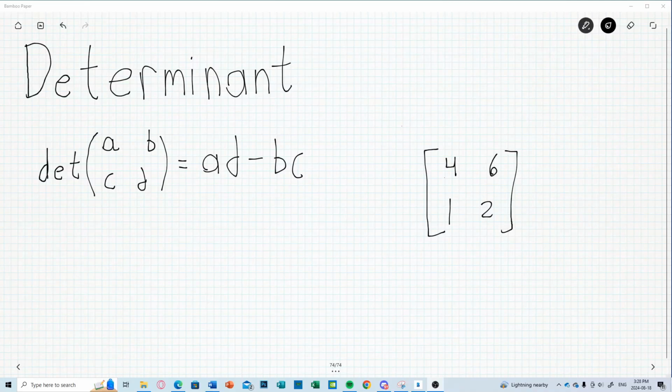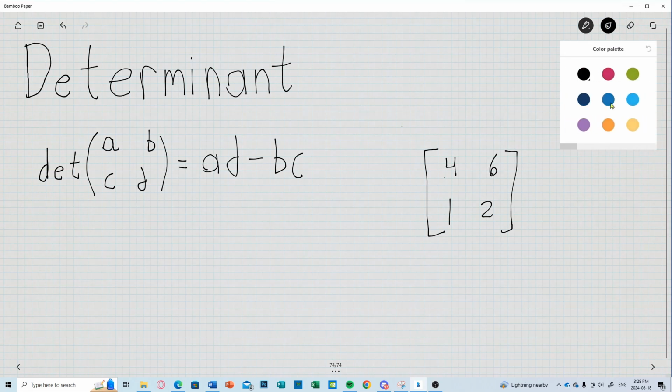Alright, welcome back. Today we're going to be going over the determinant of a matrix. So the determinant of a matrix is going to be, if you set it up as A, B at the top, and then C, D at the bottom, it doesn't matter what they are, we're just going to call them that. To find the determinant of the matrix, we're going to multiply A and D together and subtract it by B and C multiplied together.